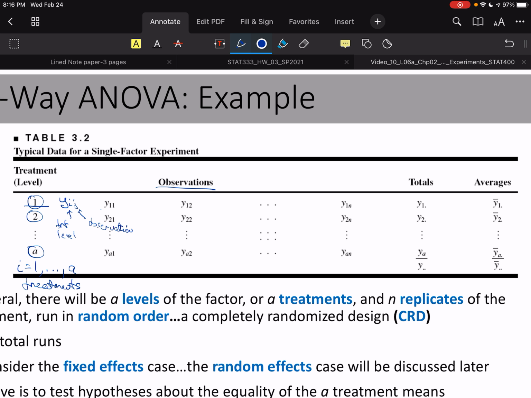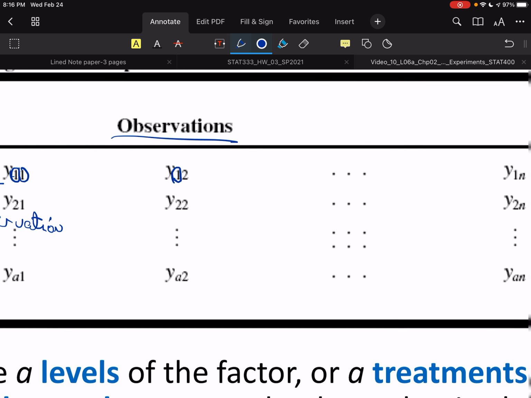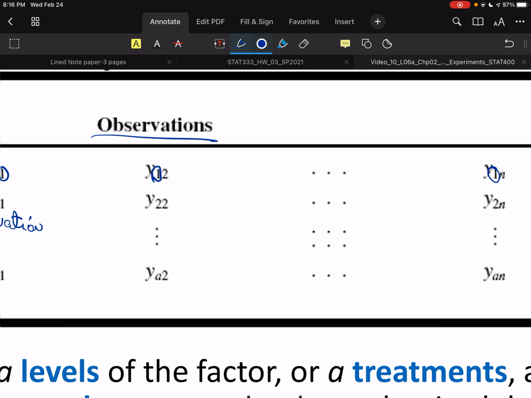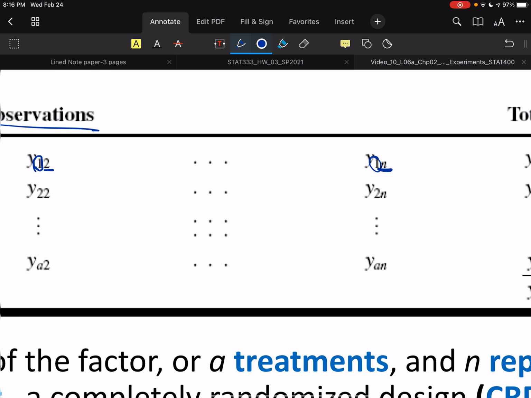So this says the observation in treatment level 1 is the first observation. The first observation, sorry, that's not big enough. So let me zoom in. So the first observation in the first treatment level. You'll notice the 1 stays the same across here all the way to N. And so we have the second observation in that treatment level up to the nth observation in that treatment level.